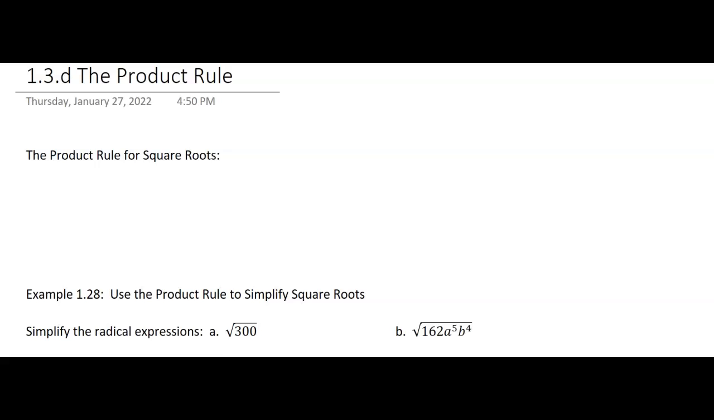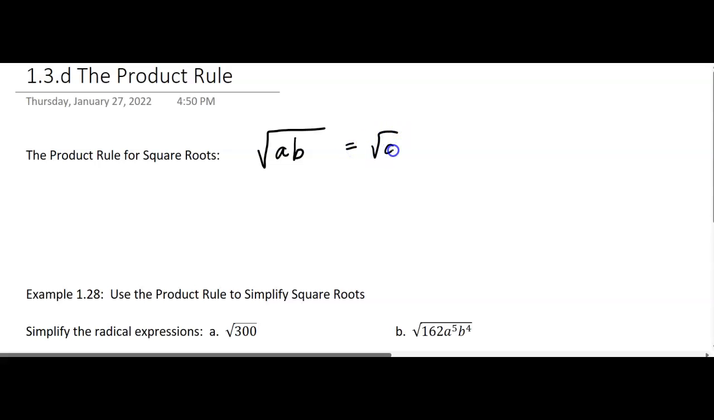We want to work on simplifying square roots. Not every number is a perfect square, so we have some rules that can help us, and one of the rules is called the product rule. It says if you have the square root of a times b, so two values being multiplied, you could split it up and make it the square root of a times the square root of b. You could split up those factors.